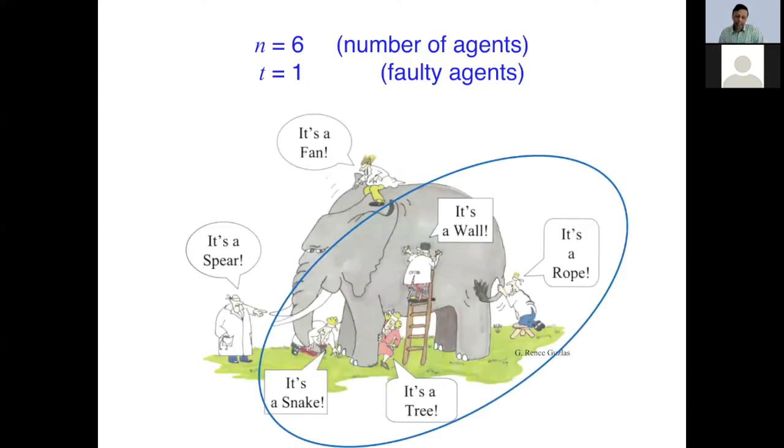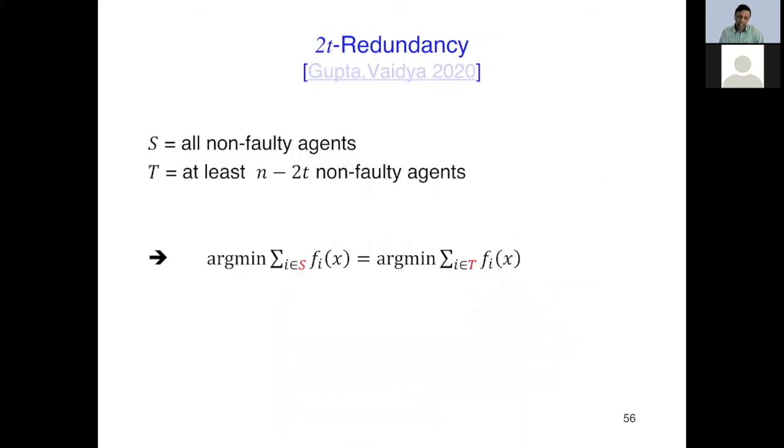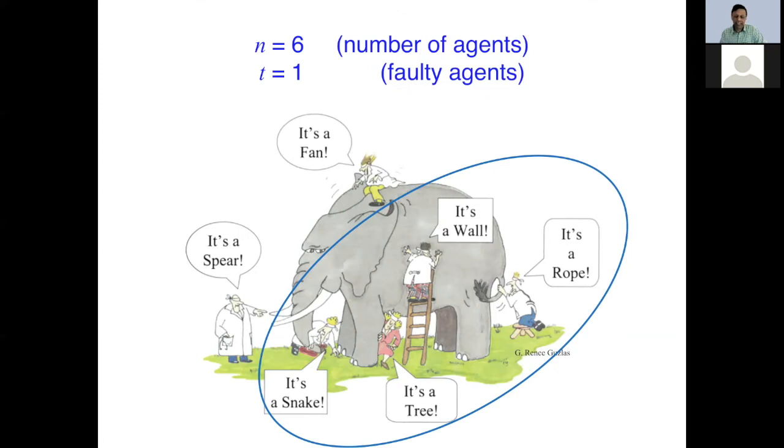So here is an example where this property may be exactly achievable. You may have seen this story before, where you have an object, in this case an elephant, and there are many observers, and maybe a single observer cannot really decide what object they're looking at. But if many of these observers collaborate, then they can figure out the object that they're looking at. And if you have n equal to 6, in this example, 6 agents, of which one is faulty, then this 2t redundancy property that we are demanding basically says that any 4 agents that are well behaved, any 4 good agents, should be able to correctly identify what object they're looking at. If the information available to any 4 agents is sufficient to determine the object correctly, then I have 2t redundancy in this case. Why 4? n equal to 6, t equal to 1, n minus 2t is 4.